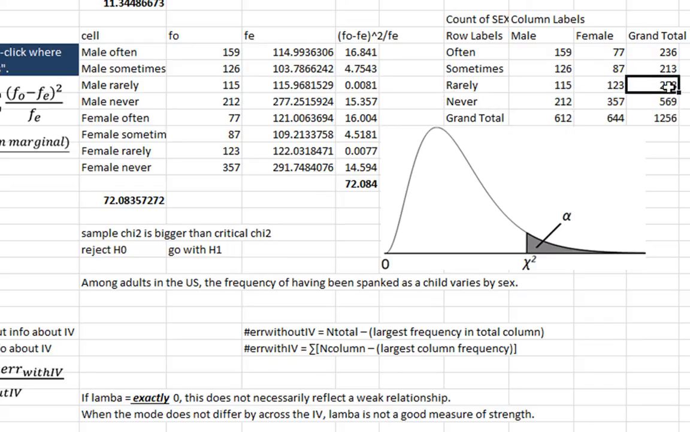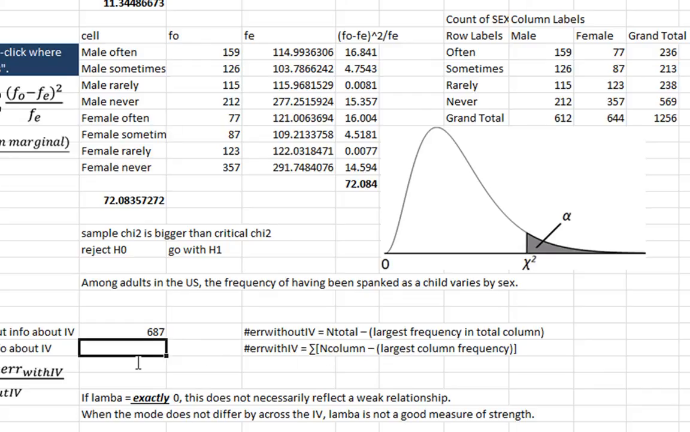So the number of times I'd be wrong would be the sum of these numbers. Or another way of doing that is just saying that it's this one minus this one, which is going to give us the remainder. So what I'm saying here is we do n total for that column minus the mode, the largest frequency in the total column, so the frequency of never, which is going to give us 687. And similarly, we're going to sum up for each column of the independent variable.